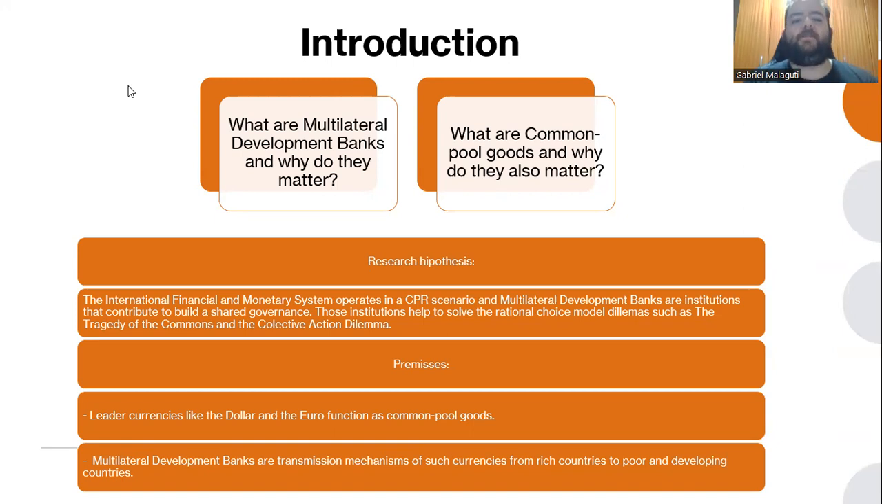My premise on this issue is that international currency, most specifically the dollar and the euro, work as a common pool resource for countries. My hypothesis is that those banks operate because those currencies are common pool goods. Those banks work as common pool mechanisms for governing those assets, those goods.